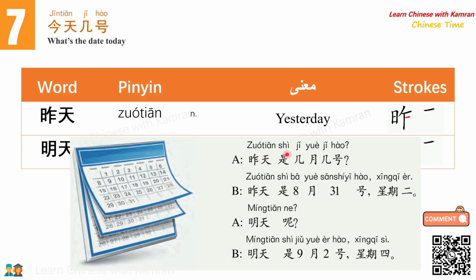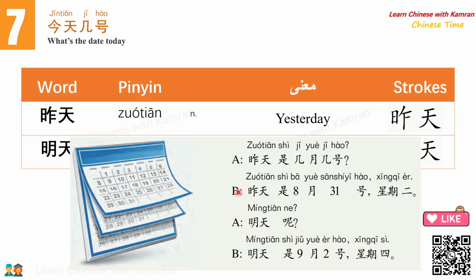昨天是几月几号? What was the date yesterday? 昨天是8月31号, 星期二. Yesterday it was 31st August, Tuesday. 明天呢? What about tomorrow? 明天是9月2号, 星期四. Tomorrow it will be 2nd September, Thursday.